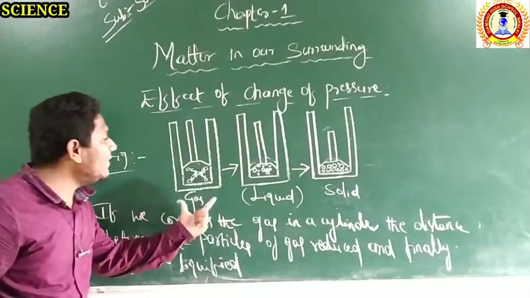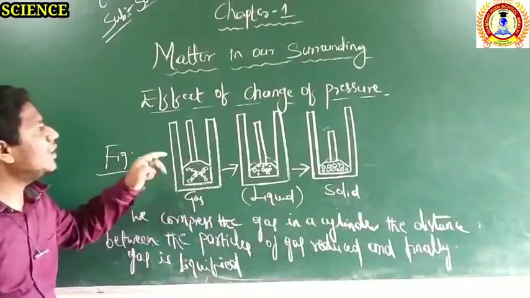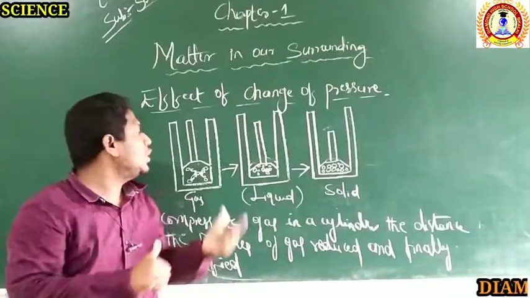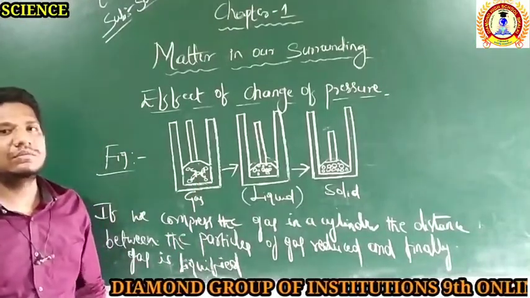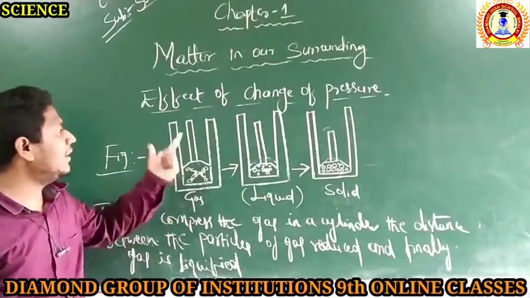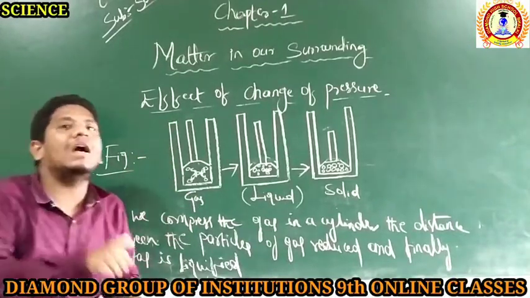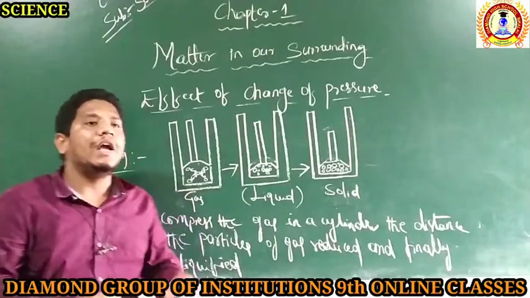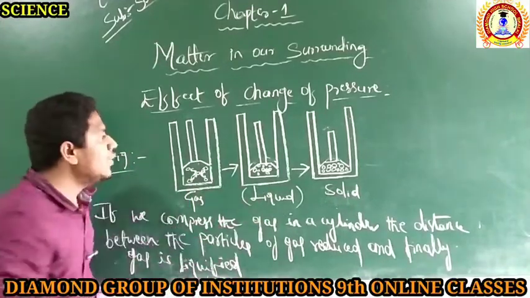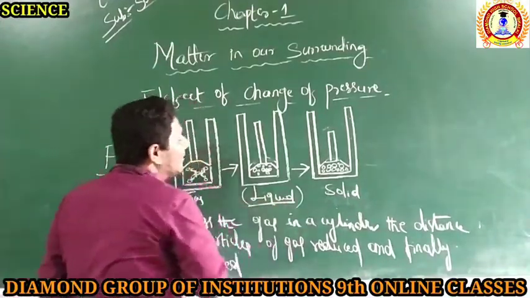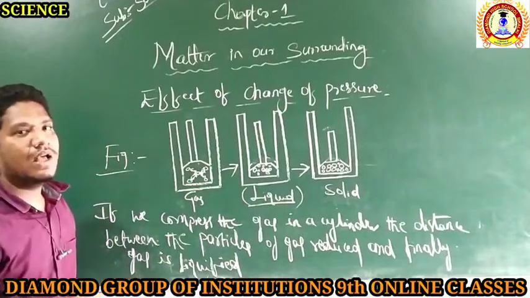The gas is liquefied whenever we apply pressure to the gaseous state. In which? In a cylinder. So, with the help of a cylinder, if you are compressing the gaseous state molecules, they are going to convert to the liquid state. That is the reason it is called liquefied. This process is called liquefaction.